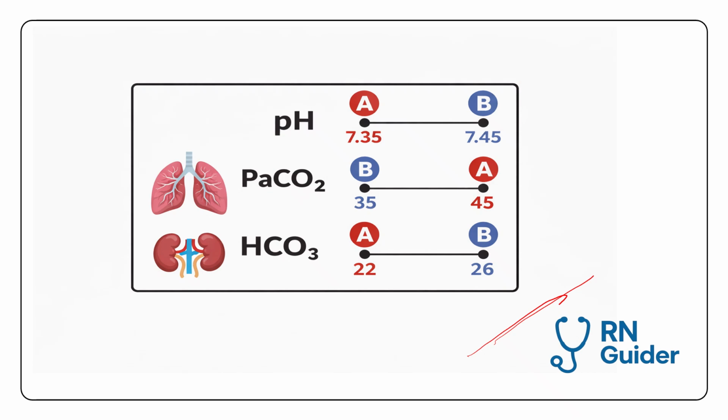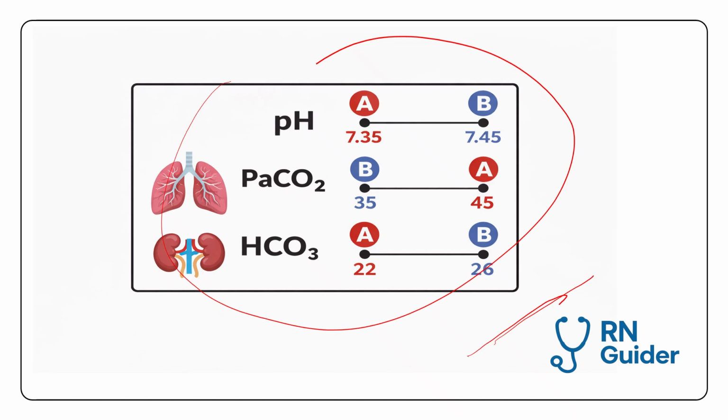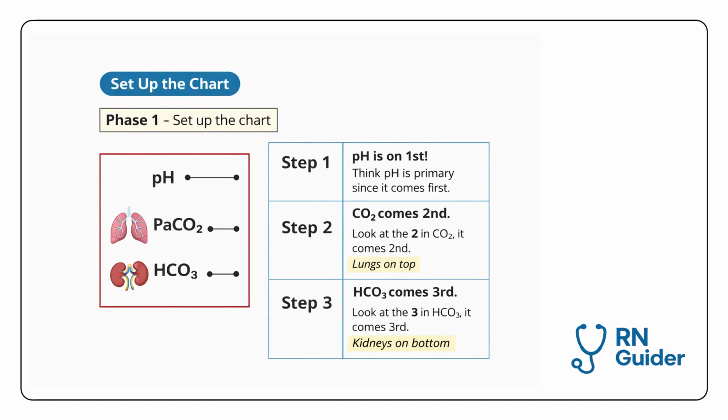Before interpretation, we have to understand the chart setup first. I will discuss this chart setup phase by phase. There are 3 phases. In phase 1, I will discuss the chart setup. On this chart there are 3 steps: step 1, step 2, and step 3. We have to remember what comes first in step 1. Here we can see pH came first. Why is it first, and how will we remember?